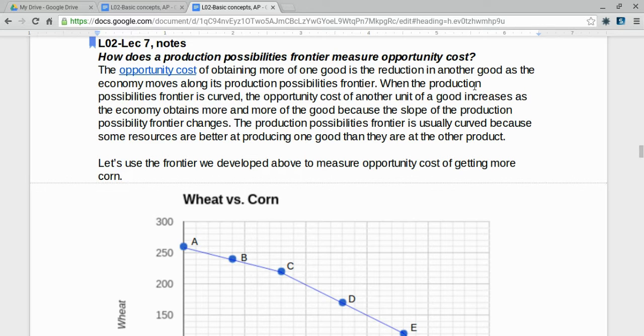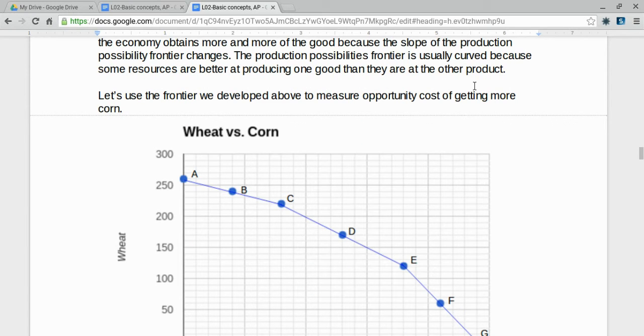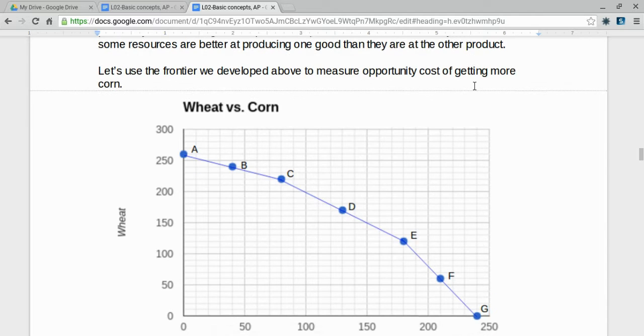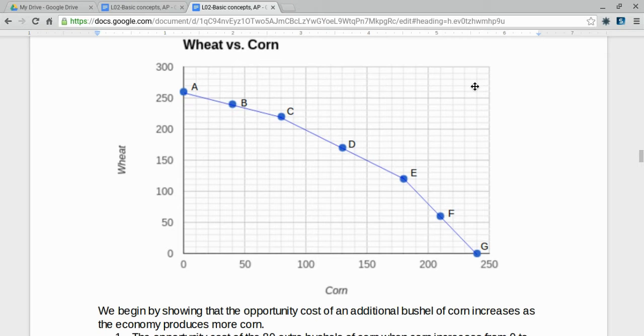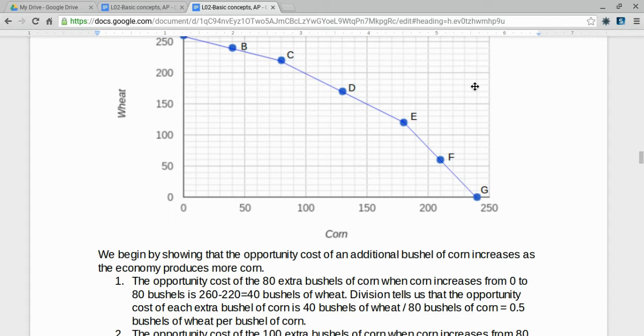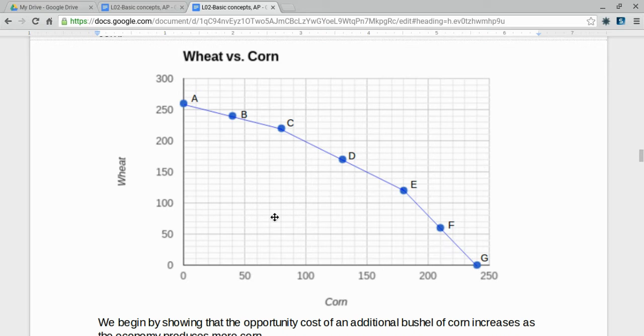The production possibility frontier is usually curved because some resources are better at producing one good than they are at the other product. Let's use the frontier we developed above to measure opportunity cost of getting more corn. We begin by showing that the opportunity cost of an additional bushel of corn increases as the economy produces more corn. So let's talk about what's the opportunity cost of the 80 extra bushels of corn when corn increases from 0 to 80.